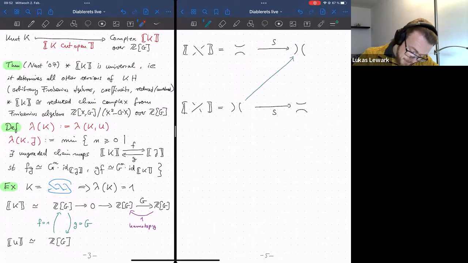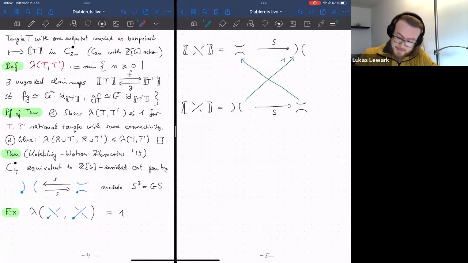So my map F is going to be 1 here. That's a chain map because it composes to 0 with the differential. And here I want something that composes to 0 with S. So I just take G minus S squared. G minus S squared times S is GS minus S to the 3, which is 0 by assumption. So this is the chain map F.